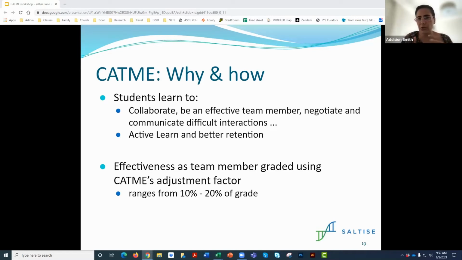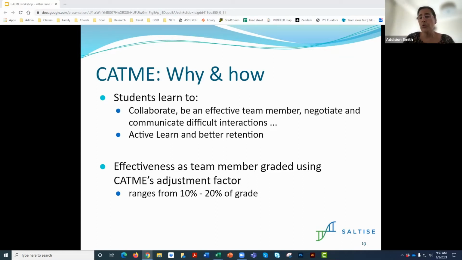two, depending on which one you want to choose, where you look at, it's almost like a factor that you can multiply by a grade that reflects how the students evaluated this particular student, and how they reflected on themselves. You can actually include the person's own reflection or not in that factor.